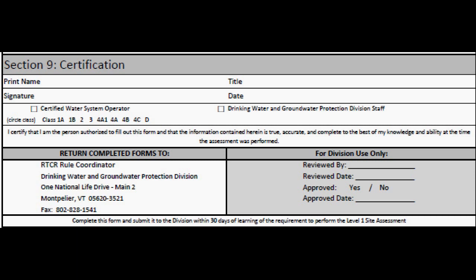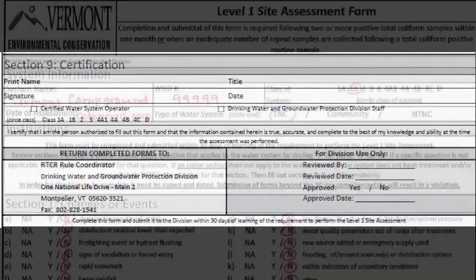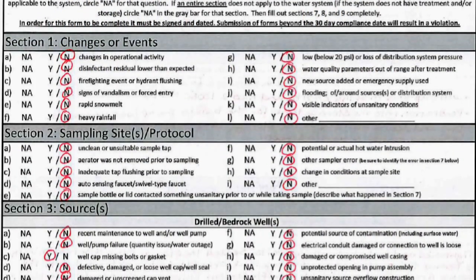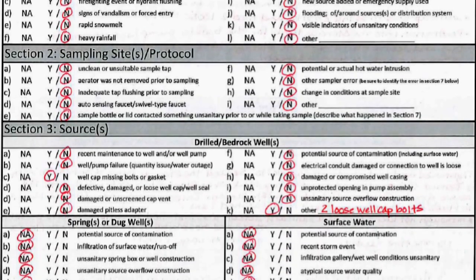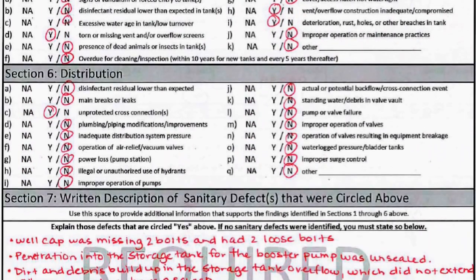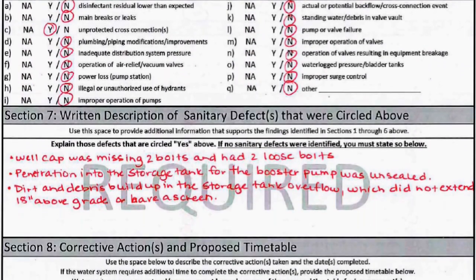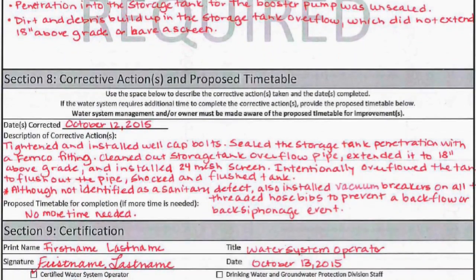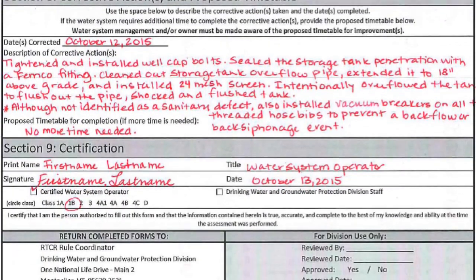Make sure to mail or fax the form back to us within 30 days of triggering the assessment. Unfortunately, due to federal regulations, we cannot accept completed forms via email. Failure to complete assessments, submit the completed forms, and correct the sanitary defects within the allotted time can all lead to violations, so make sure everything is done and completed on time.